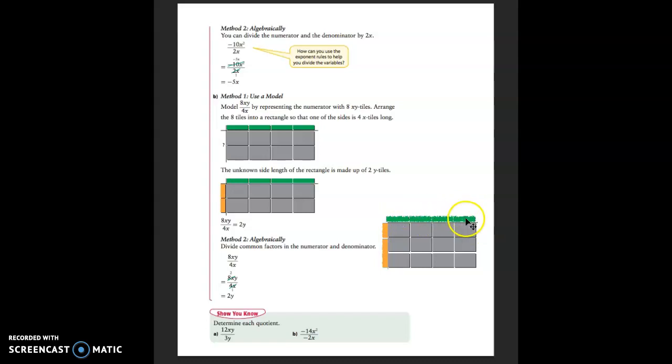4 green tiles and 3 orange tiles, because again you're dividing 3y, which one of these are y tiles, and then you're finding out what times this y tile will give you a gray tile, which is y times x gives you xy. And you would want to try that one on your own. And this is negative, so you're using these white tiles, okay?